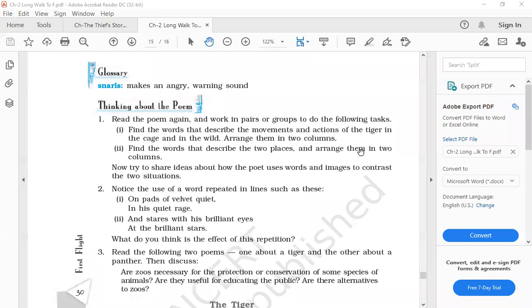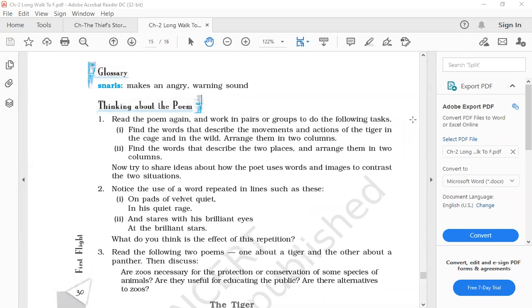Now through this repetition, a particular action is emphasized, right? The word quiet is used for describing the quiet movement of the tiger's velvety pads. And in the second line, the quiet stands for the silent or suppressed anger of the tiger, the rage, which is uncontrolled, and how it is suppressed behind the bars. So these two words are showing the effect. One is the quiet movement of the tiger's velvety pads, that is the paws, and the quiet in the second line stands for the suppressed rage of the tiger.